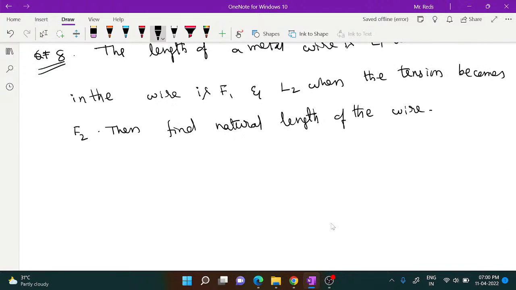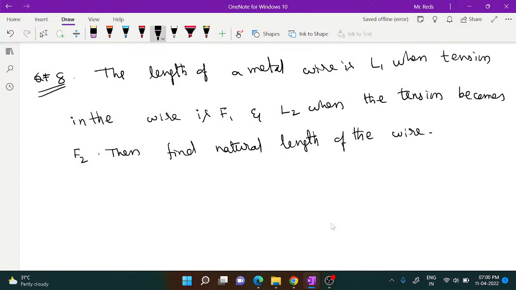So, no need of looking at the options, let us try to understand how to work out this kind of questions. Length of a metal wire is L1 when tension is F1, means force acting here is F1. So let us consider this is a wire, and a force F is acting, means a tension develops in this, F1. So here tension is nothing but F1. Correct?